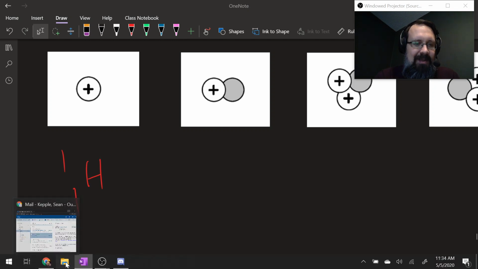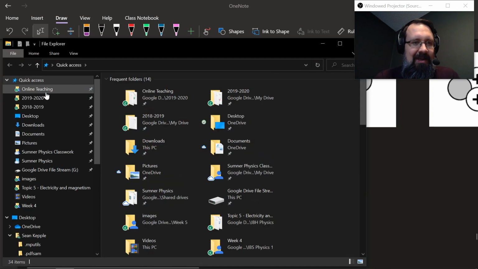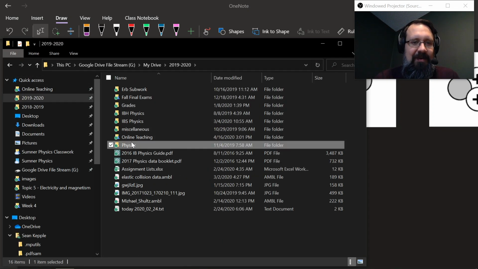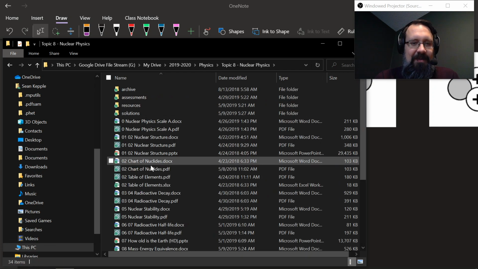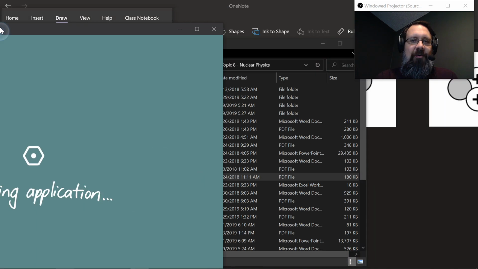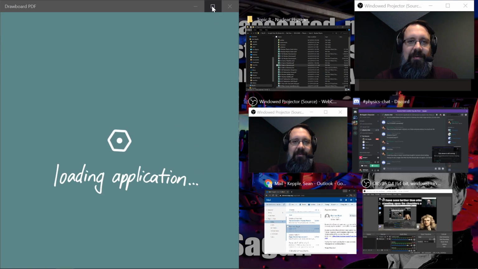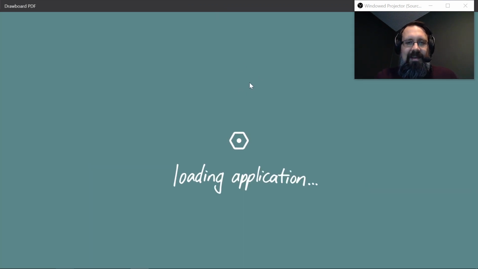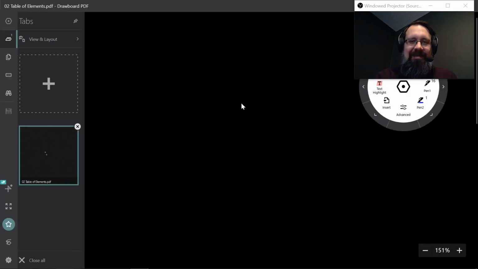Well, I kind of have it memorized, but actually there's this handout I was going to give you guys. If I go in here to physics, nuclear physics, there's this table of elements. This is the handout that I normally give students during the nuclear physics unit. It's like your cheat sheet, I guess.